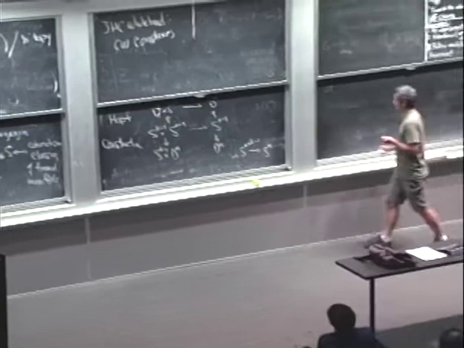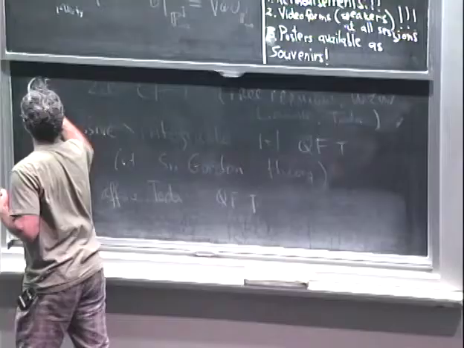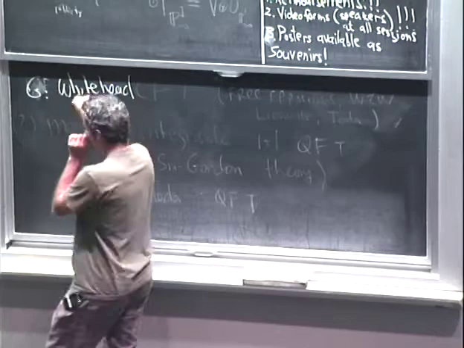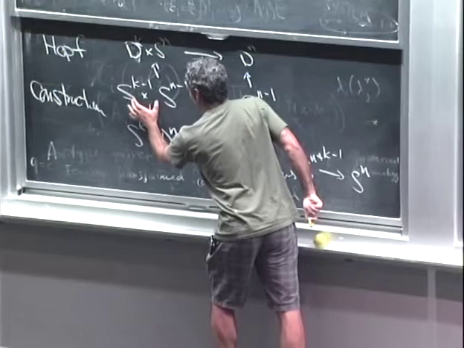So for example, Hopf studied these, and then George Whitehead generalized Hopf's construction or Hopf's work and pointed out that.